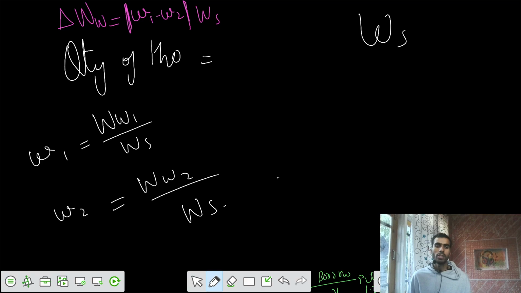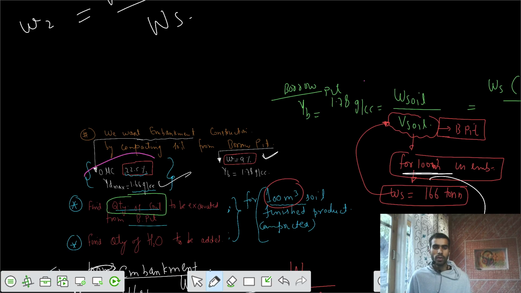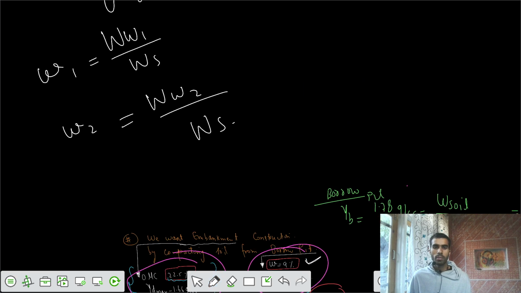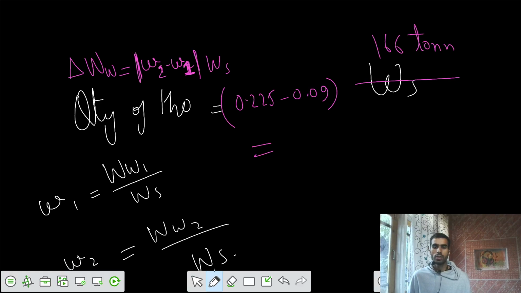So for the addition, I would say W2 minus W1, because we had to add. That means in the second condition there should be more water. So W2 minus W1 times the weight of solids. We have the two values of W. One is your optimum moisture content, 22.5 minus 9, times the weight of solids. This was your 166 tons. So we can solve for that.